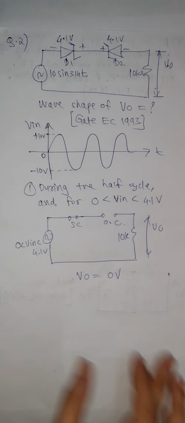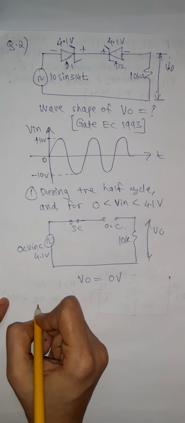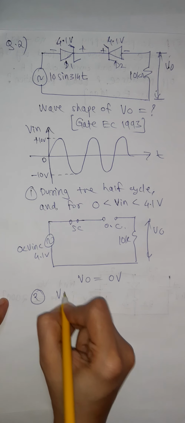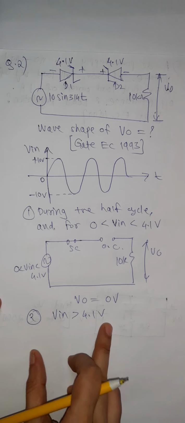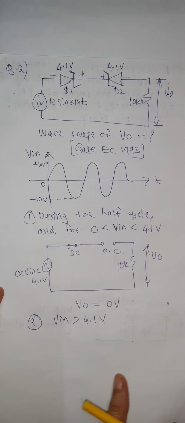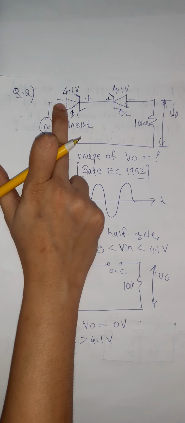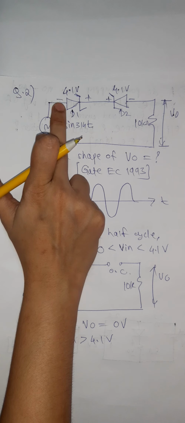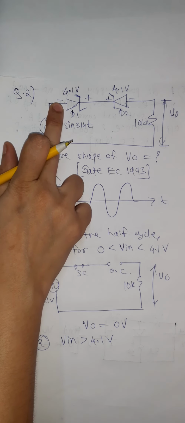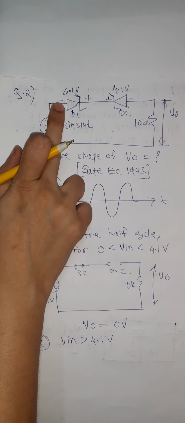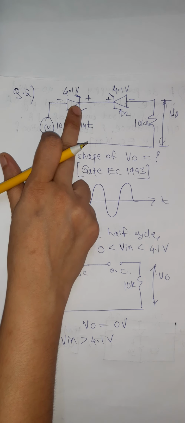Now we will analyze what happens for the value of V in greater than 4.1 volt. When V in is greater than 4.1 volt, for diode D1, the voltage at the negative terminal, that is the cathode, will become greater than 4.1 volt. That is, the negative terminal has a voltage greater than the positive terminal. So it is a complete case of reverse bias.